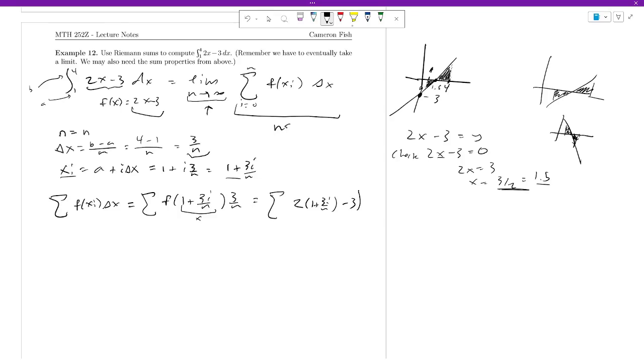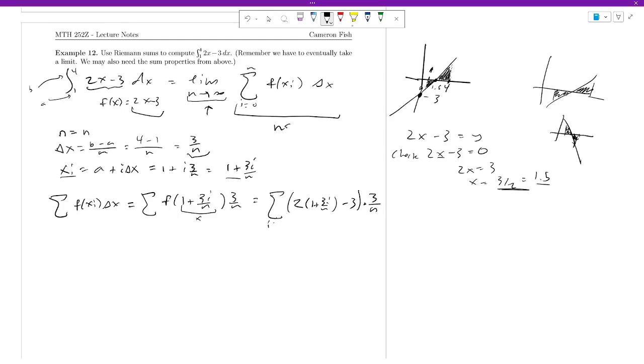I think it's a great idea to put this in parentheses, because I don't want to forget that when I'm multiplying by 3 over n over here, I'm not just hitting the 3, I'm hitting the whole thing. Okay, so that is basically our sum. The plan is to take a limit.